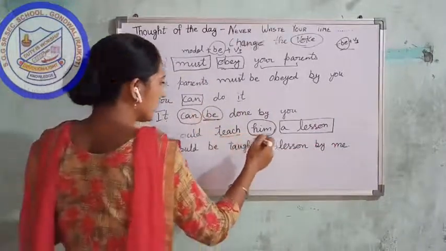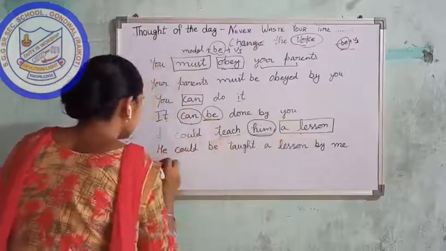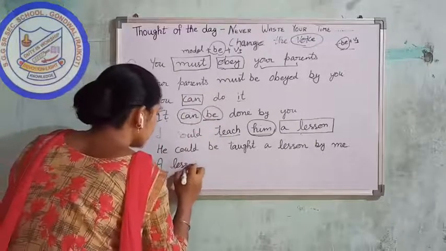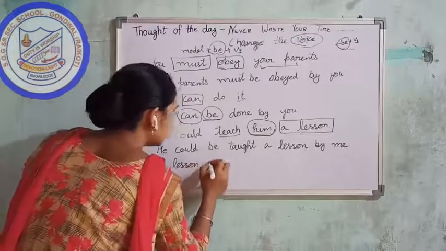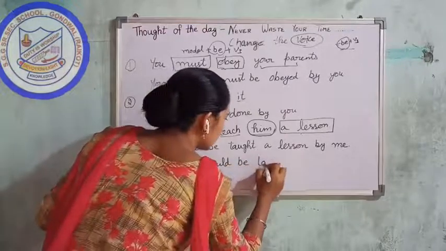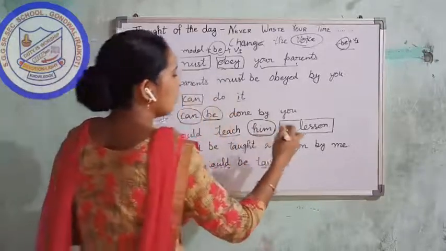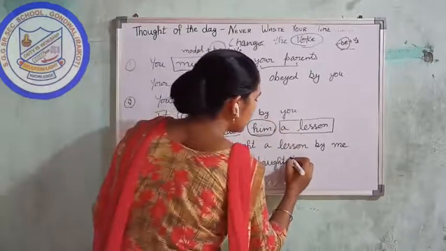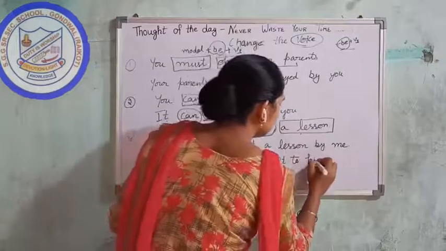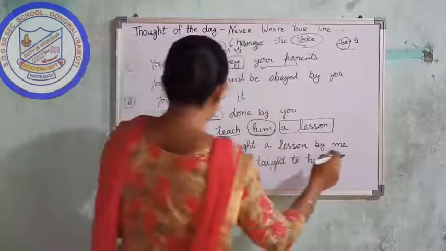And the second method of this sentence is we can write it as a subject: a lesson could be taught. Here we will add the preposition to: taught to him by me.